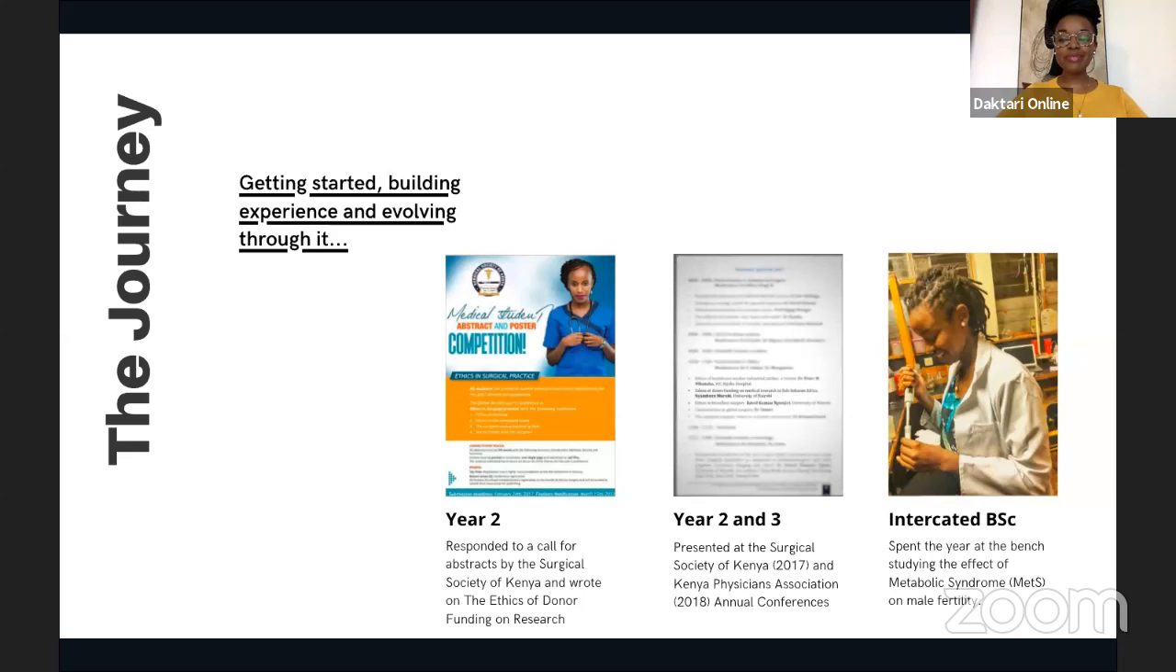So at this point, I was like, okay, this sounds like I'm just shooting in the air, not really having any focused studies. So I thought after my third year, why not actually build technical skills in research, submit myself under somebody and learn the skills of research. So I applied for an intercalated BSc in medical physiology.